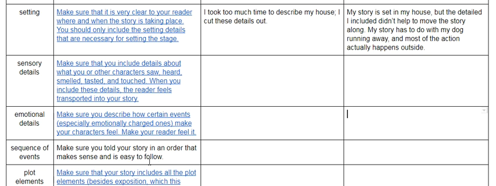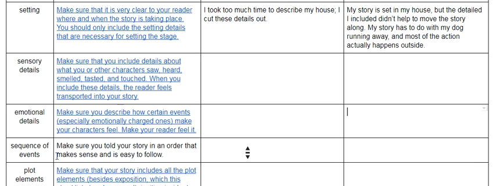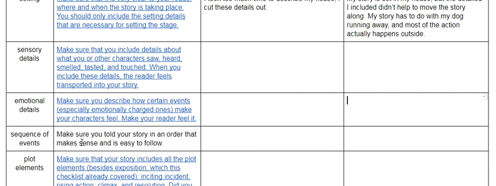Obviously, as you're doing this, you are making changes on the draft itself, and that's explained in detail in the directions on the playlist, so just make sure you take a look at that. Next, sequence of events. Make sure you told your story in an order that makes sense and is easy to follow. Obviously, you should follow the sequence of events as they occurred. So there's no link here because really it's sort of common sense, but maybe you put some details out of order on accident as you were writing before.